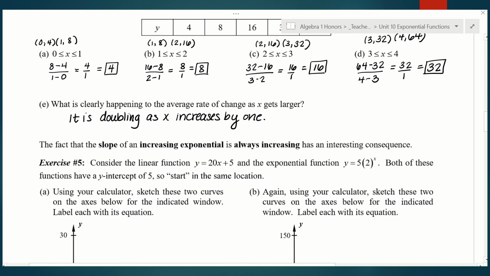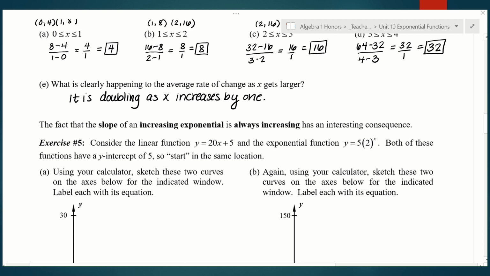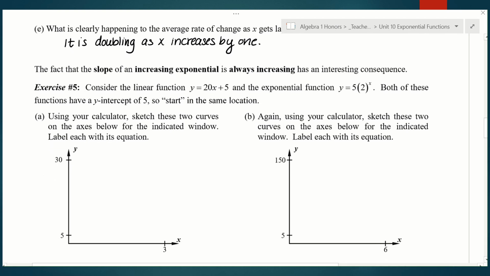Okay. The fact that the slope of an increasing exponential is always increasing has an interesting consequence. So exercise 5, consider the linear function y equals 20x plus 5 and the exponential function y equals 5 times 2 to the x. Both of these functions have a y-intercept of 5, so they start in the same location. So using your calculator, we're going to sketch these two curves on the axes below for the indicated window, and we're going to label each with its equation.